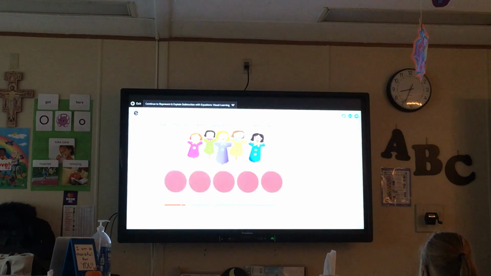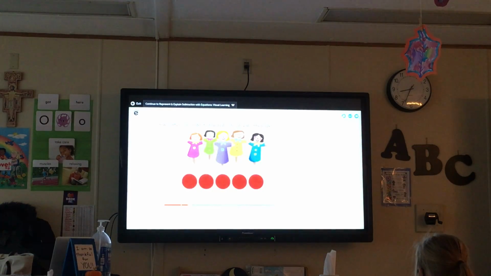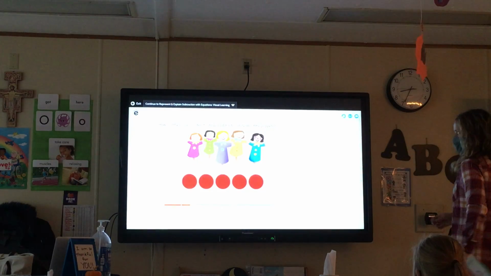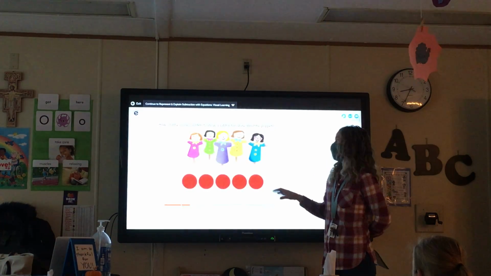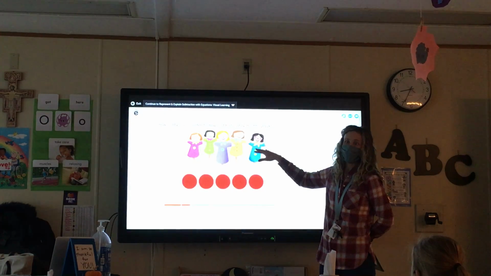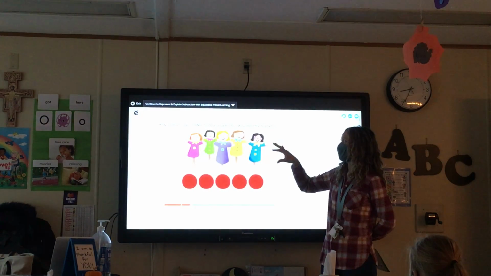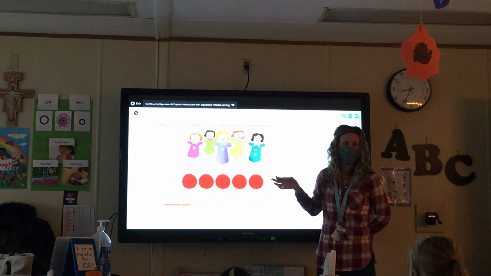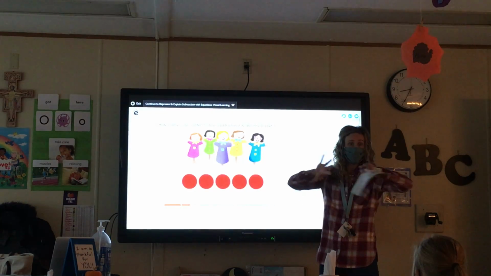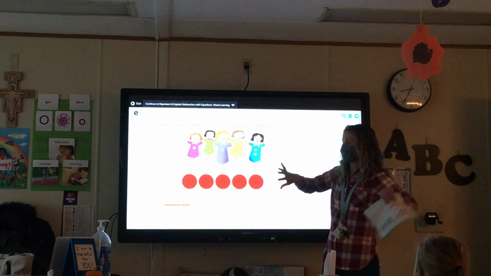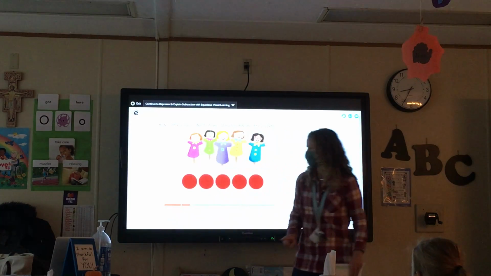How could you use counters to show a subtraction story about the puppets? All right, so how can we use the counters to show that? What can we do, Ben? Okay, so there's 5 counters to represent the 5 puppets right now, right? So if some get taken away, what do we do with the counters? We might X them out, or we could take them away, right? Move them aside. Okay, here we go. Let's see what they say.